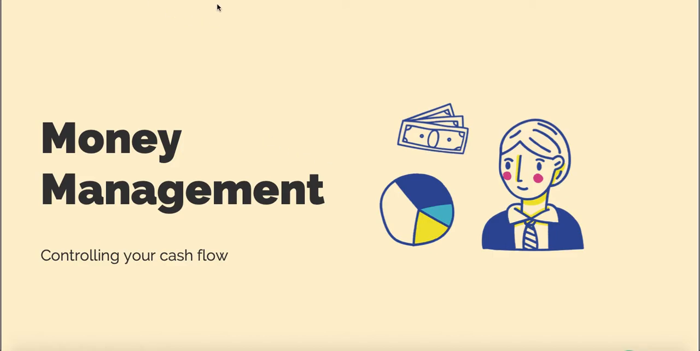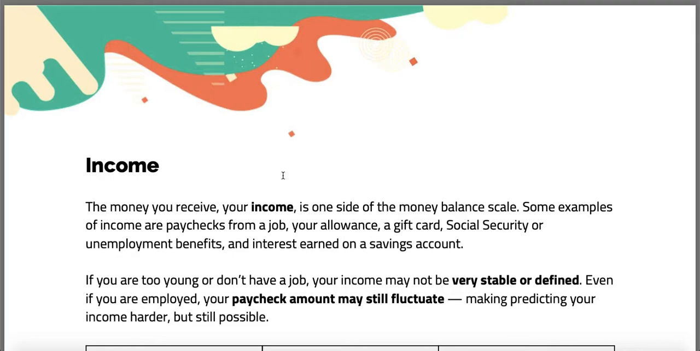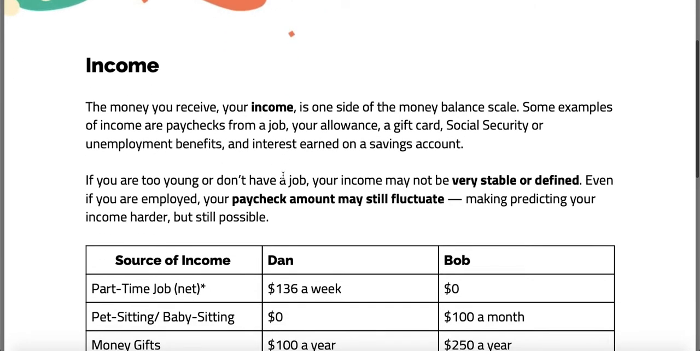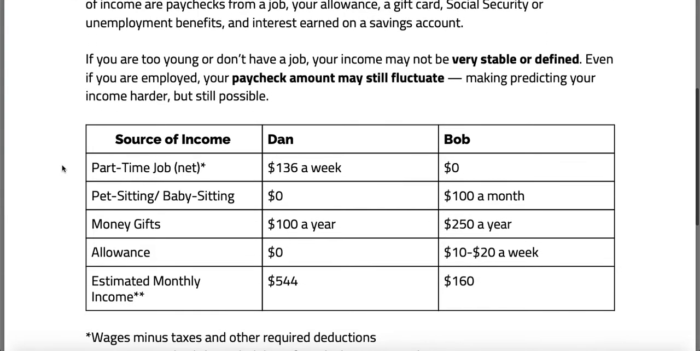To do this, you'll first have to keep track of your income. Income is one side of the money balance scale. It's the money that's coming in. So let's just look at a few examples of sources of income.